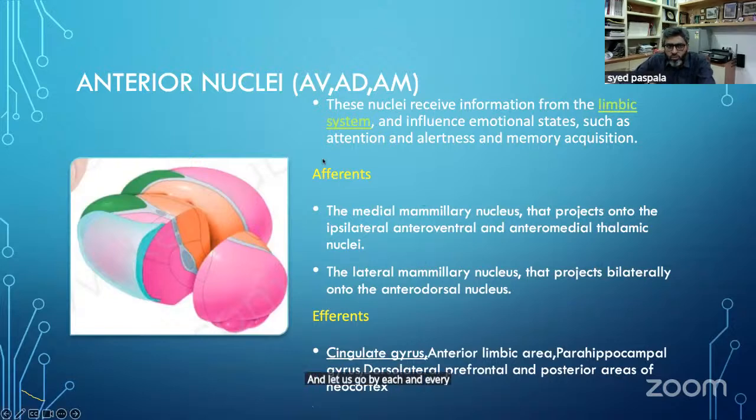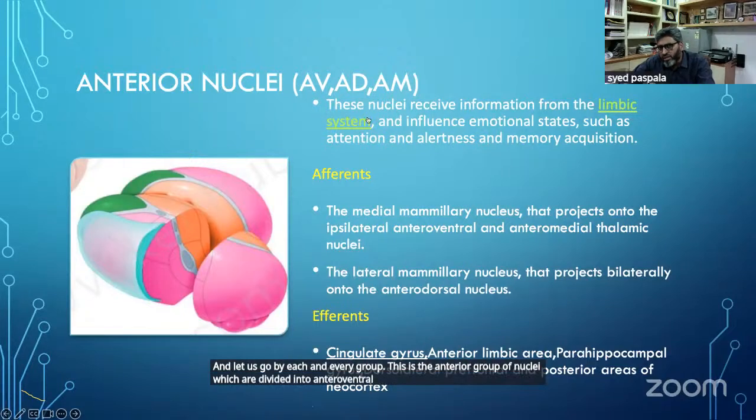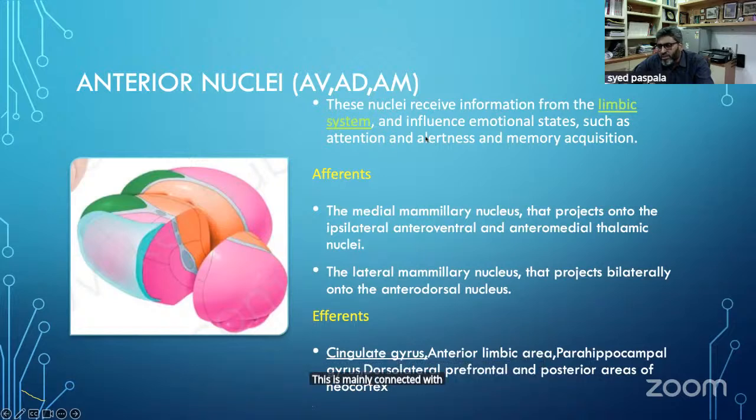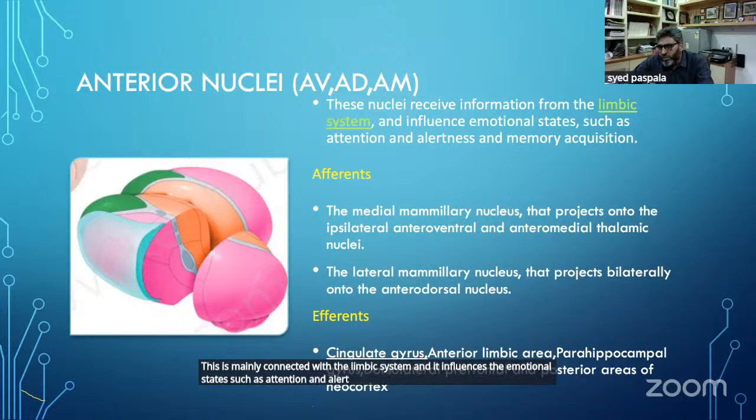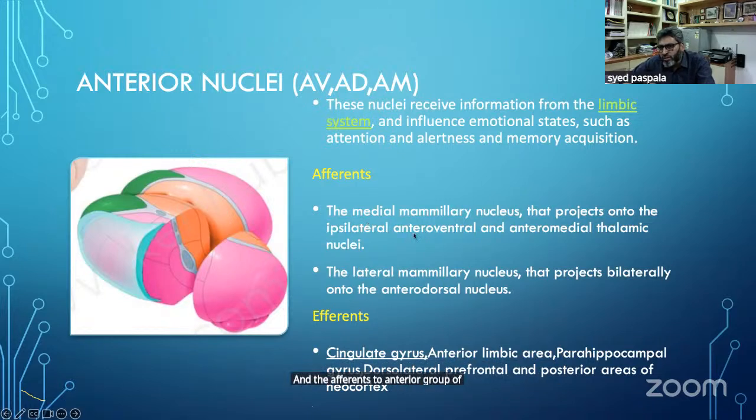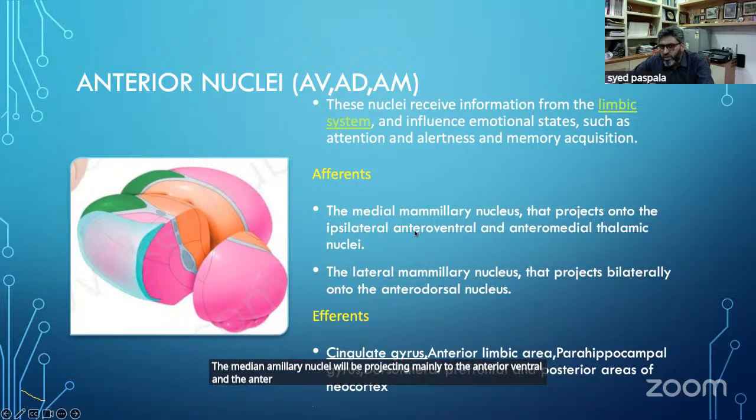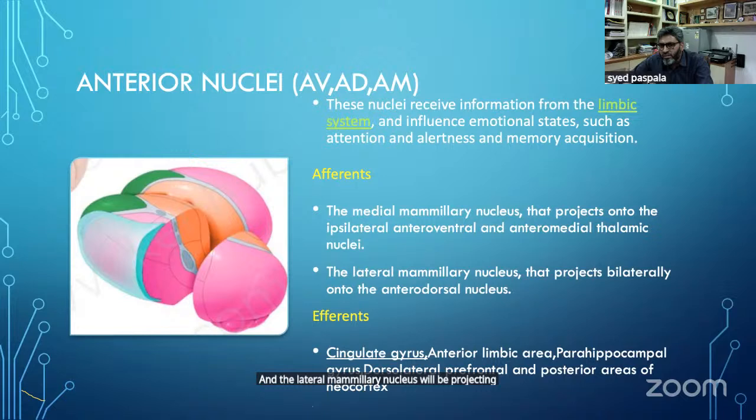This is the anterior group of nuclei, which are divided into anteroventral, anterodorsal, and anteromedial. This is mainly connected with the limbic system, and it influences emotional states such as attention and alertness and memory acquisition. The afferents to the anterior group of nuclei come from the mammillary nuclei. The medial mammillary nuclei will be projecting mainly to the anteroventral and the anteromedial nuclei, and the lateral mammillary nucleus will be projecting bilaterally onto the anterodorsal nucleus mainly.